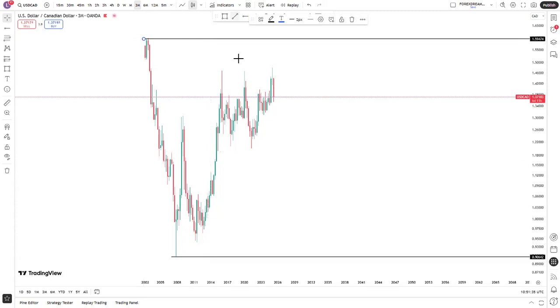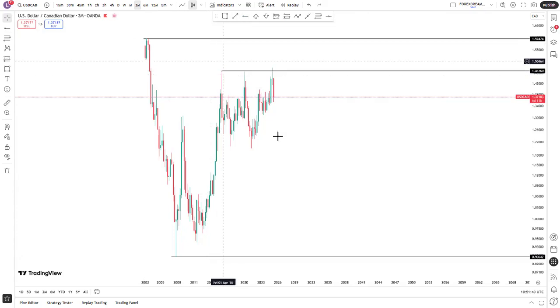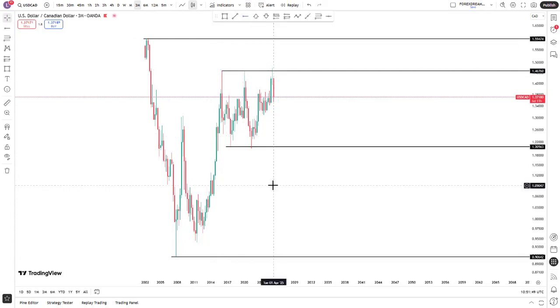So what we're going to do now is move all the way up. We will identify this one as our minor support and resistance. The reason I identify this one as minor support and resistance is because it is inside the major support and resistance on this particular time frame. But on the daily time frame, this is going to be your major support and resistance.